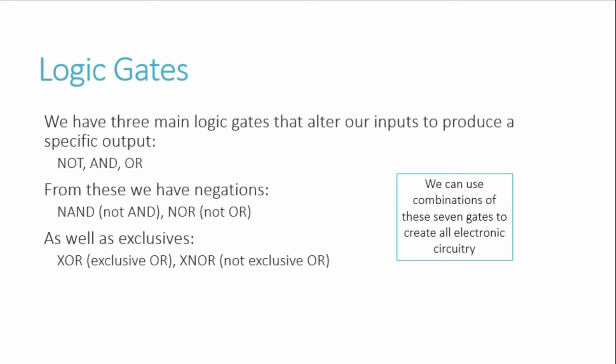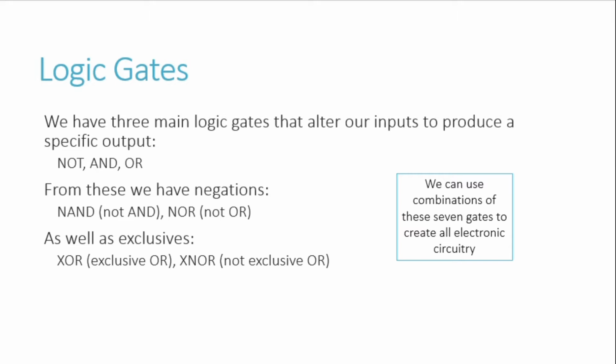So what do we do with that? We send this voltage through logic gates. Our three main ones that are going to alter our inputs are NOT, which is a single input gate, AND, which can be 2+ inputs, and OR, which is also 2+ inputs. We can take the AND or the OR and make them kind of NOT gates, like NOT AND or NOT OR, but we call those NAND and NOR.